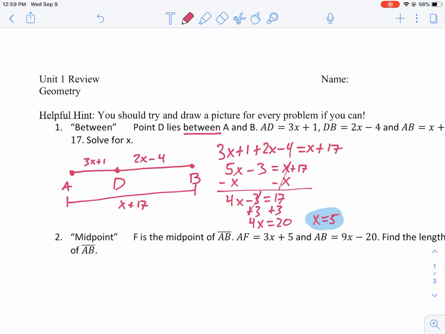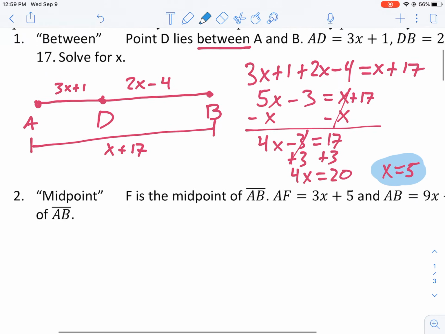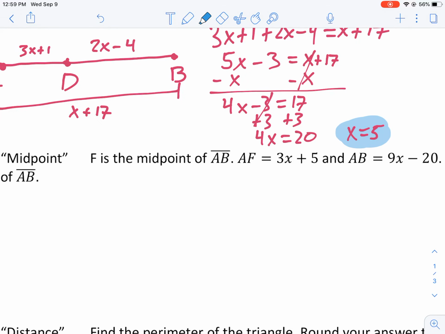All right, so if you see the word between, you're probably going to have this scenario set up. The next word you want to look for is midpoint, all right? Midpoint is important because you can't just assume every point is a midpoint. D is not a midpoint here, and I tried to draw it to show you that. But if it tells you that F is a midpoint, that means it's right in the middle, all right?